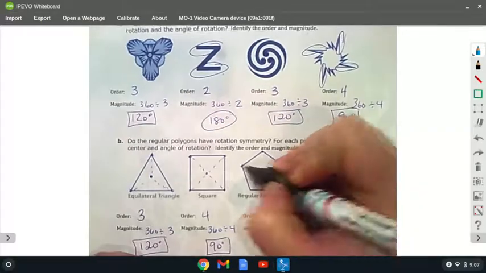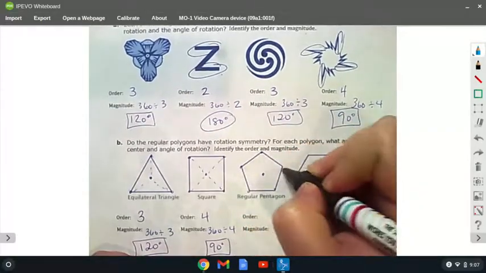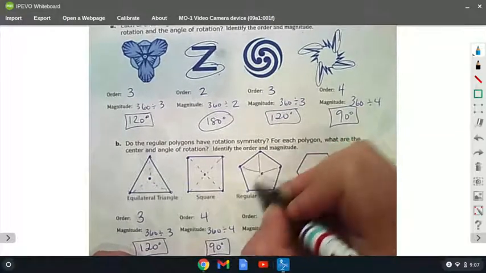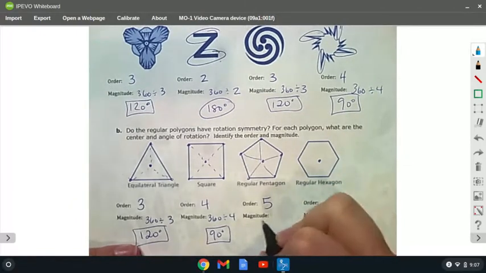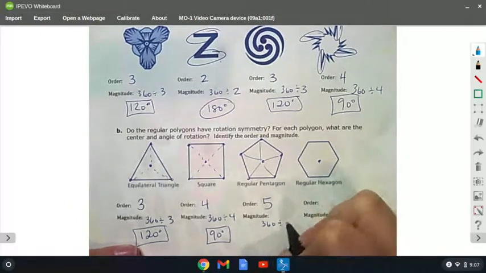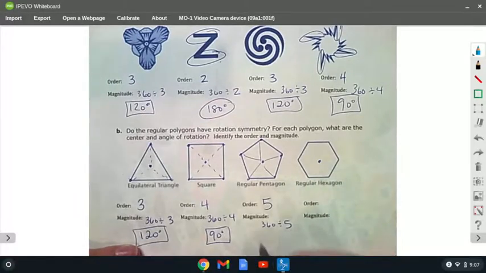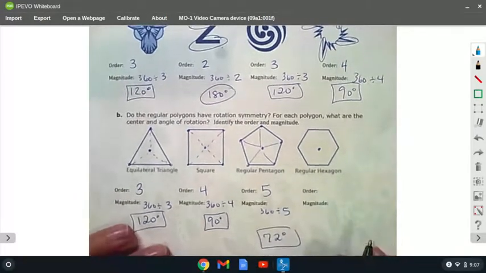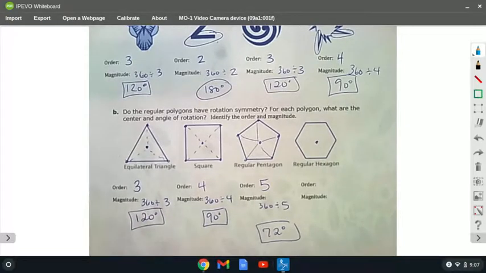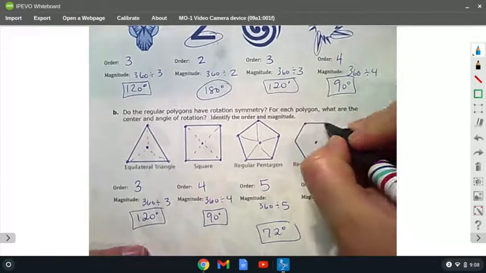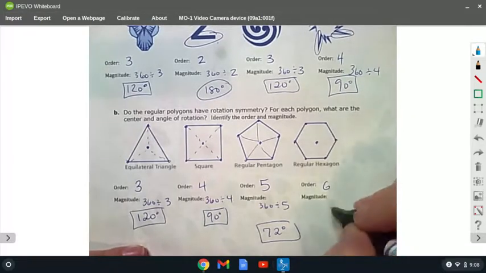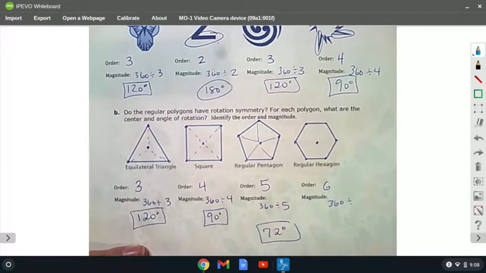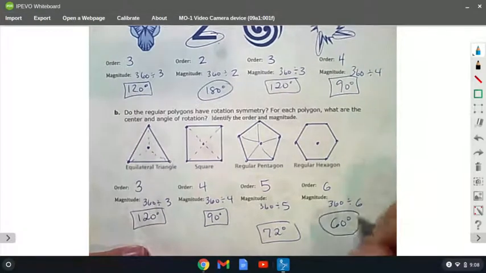The regular pentagon, I'm just going to count all those vertices again. 1, 2, 3, 4, 5. Once again, those are equidistant. So when I turn it, it should map onto itself 5 different times. So my magnitude should be 360 divided by my order. 360 divided by 5 gives me 72. And my last one here is my regular hexagon. I'm going to count all those vertices. 1, 2, 3, 4, 5, 6. So my order is 6. Once again, I'm going to do my rule, 360 divided by the order, and I get a magnitude of 60 degrees.